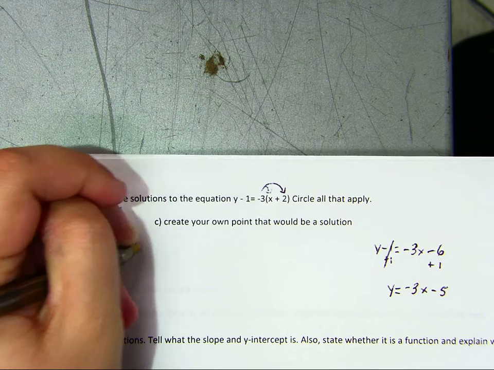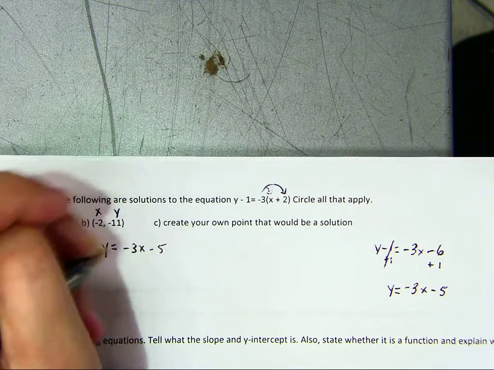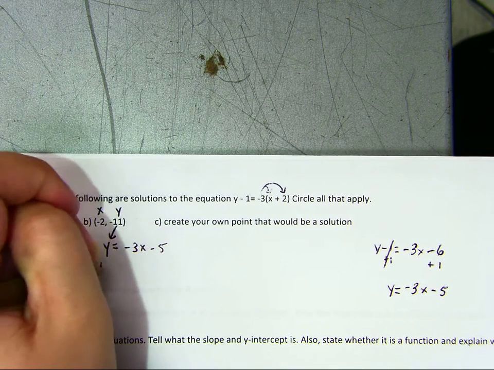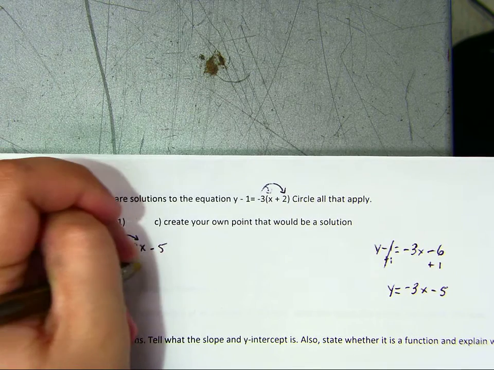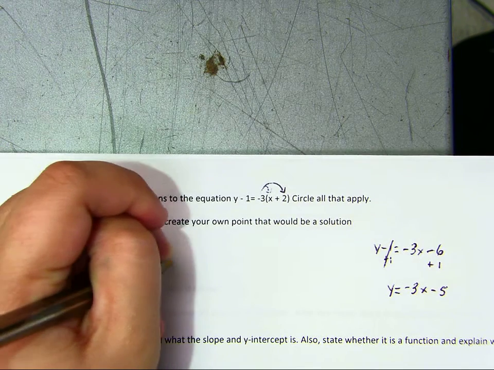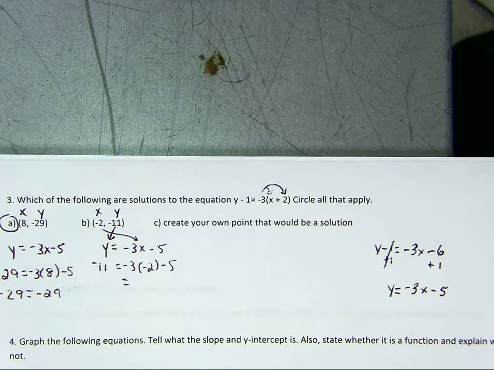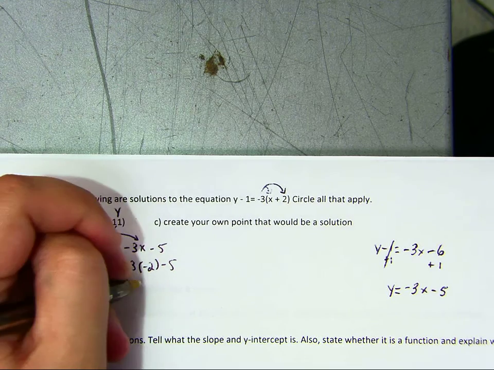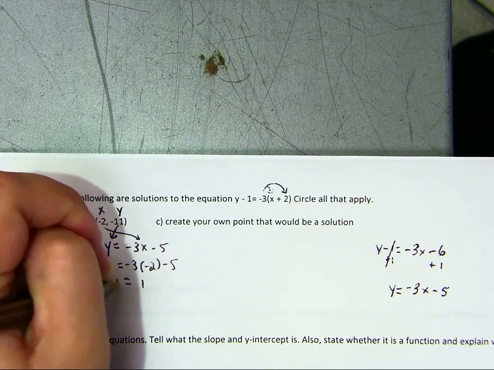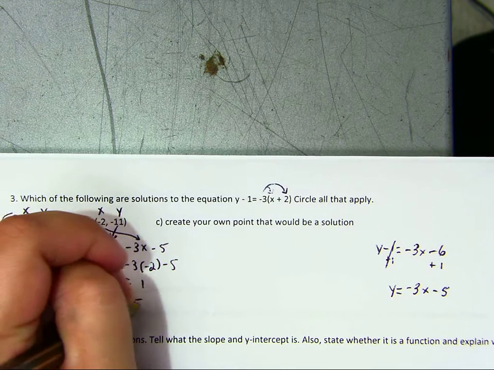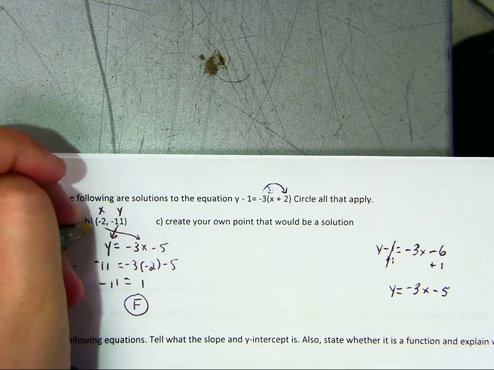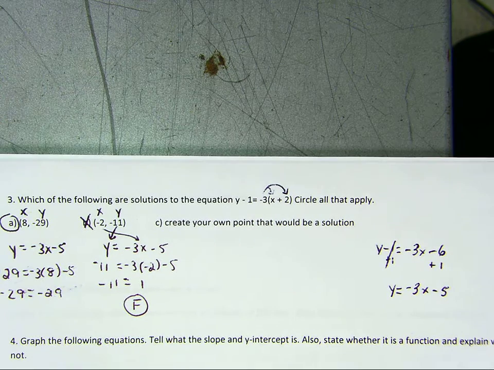y equals negative 3x minus 5. Plug in our negative 11 for our y, and plug in our negative 2 for our x. When you simplify the right hand side, you should get 1. Now does negative 11 equal 1? No, that's a false statement. So if you were to graph the line, negative 2 comma negative 11 would not be on that line.